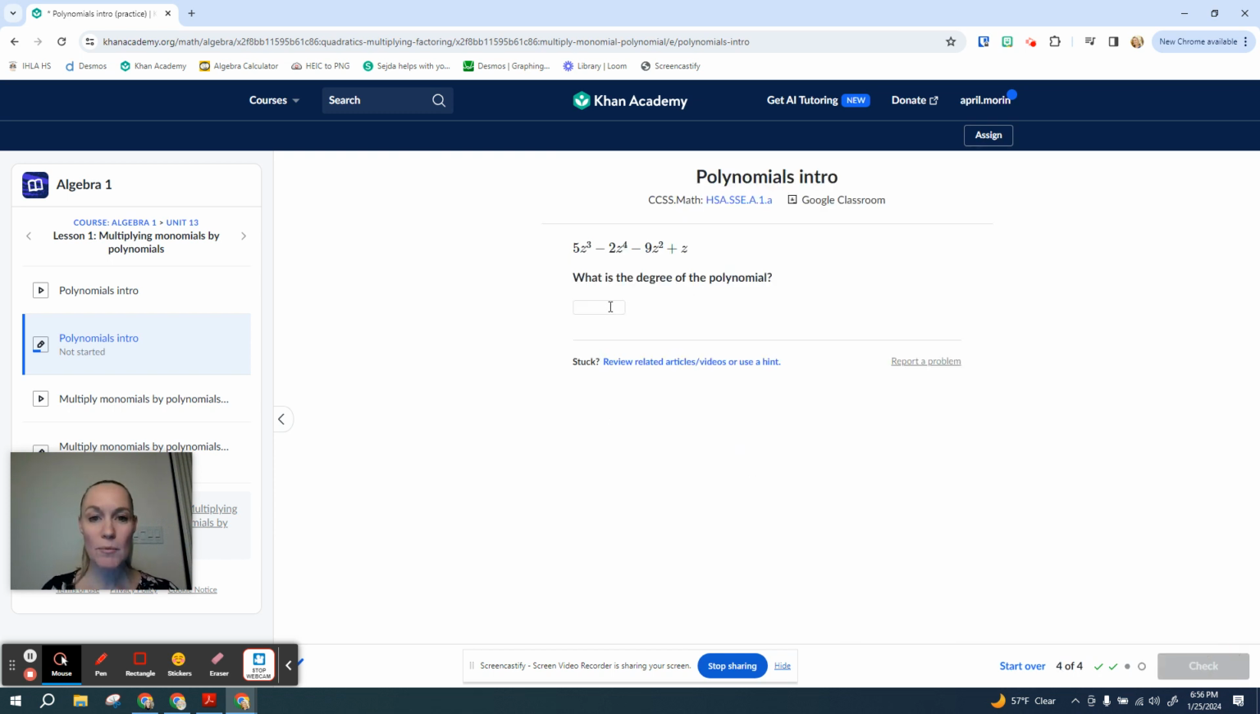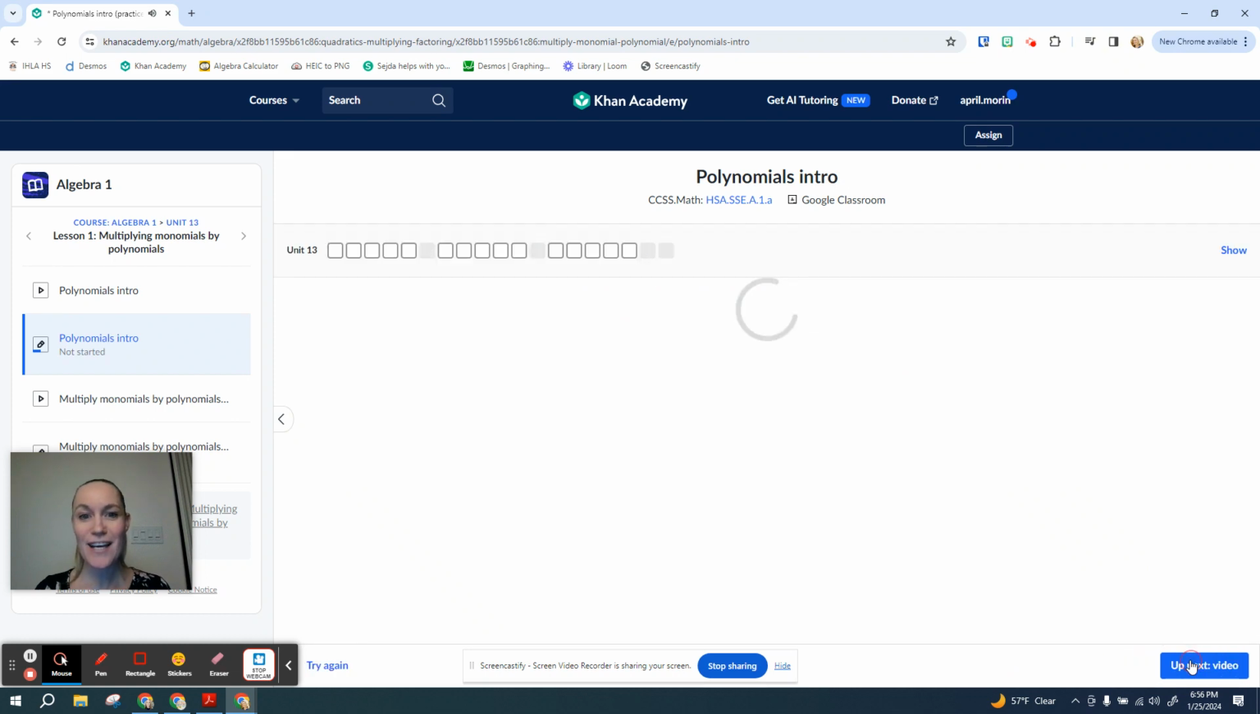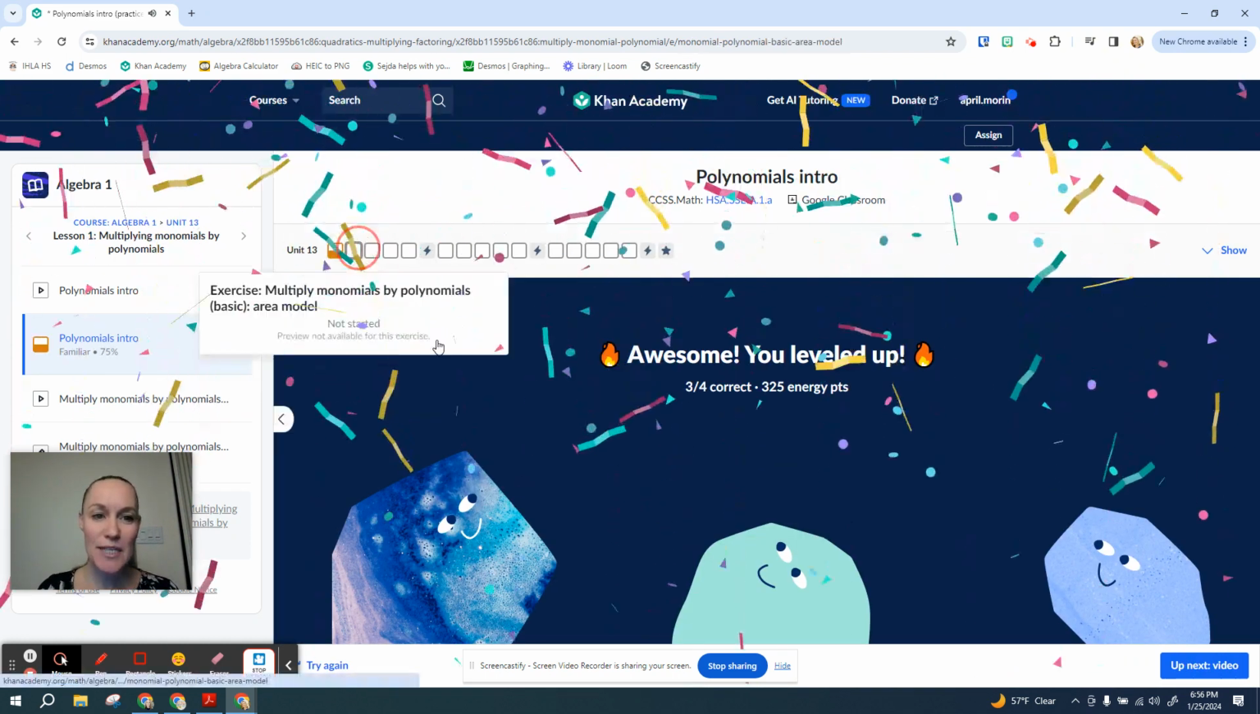What is the degree of the polynomial? Degree means the highest exponent term. So we have an exponent of 3 here, exponent of 4 here, exponent of 2 here, exponent of 1. So our highest is going to be 4. So this is a polynomial of degree 4. All right, so that is square 1. Pretty easy peasy with that one.